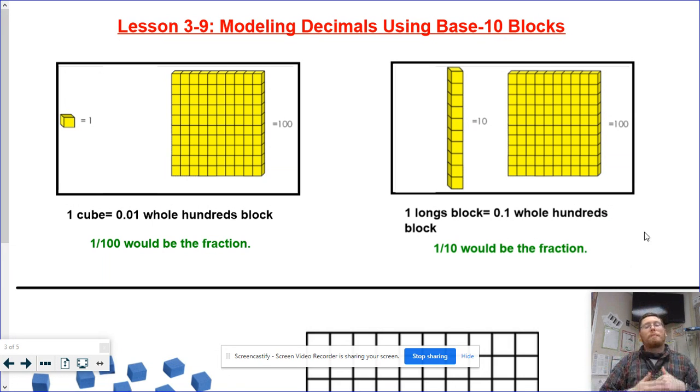All right, so we are modeling decimals using base 10 blocks. Before we begin, I just want to show you with the base 10 blocks what each decimal and fraction is going to represent.